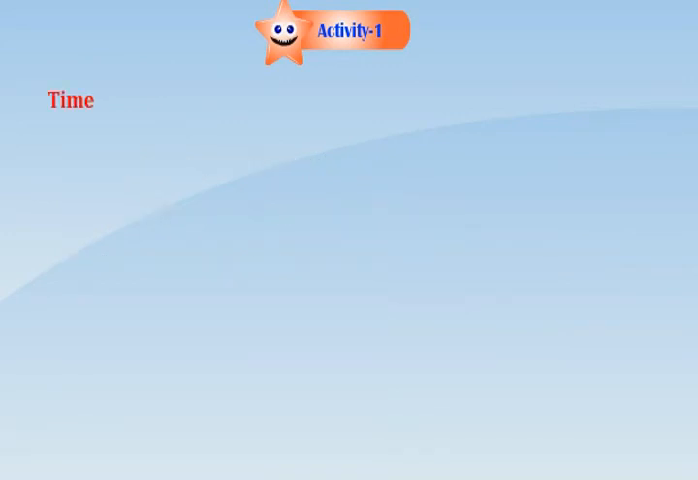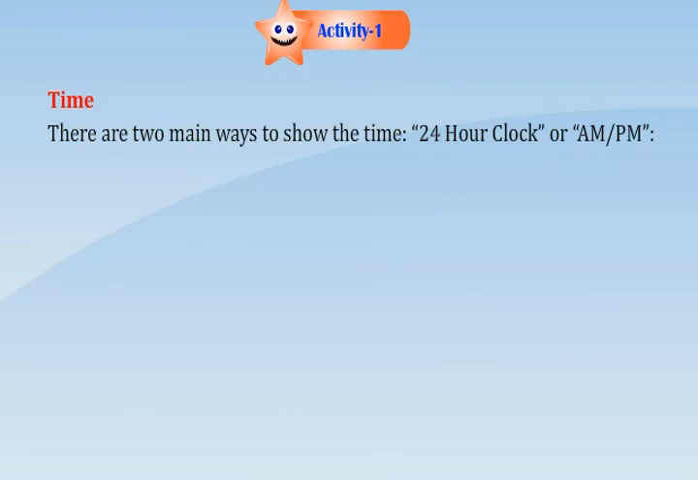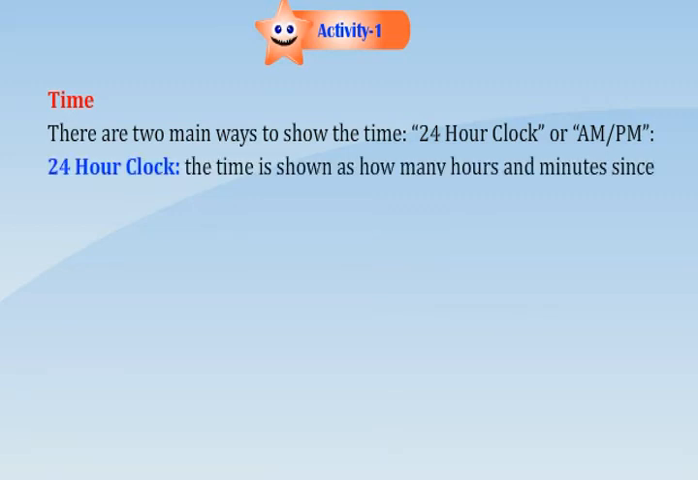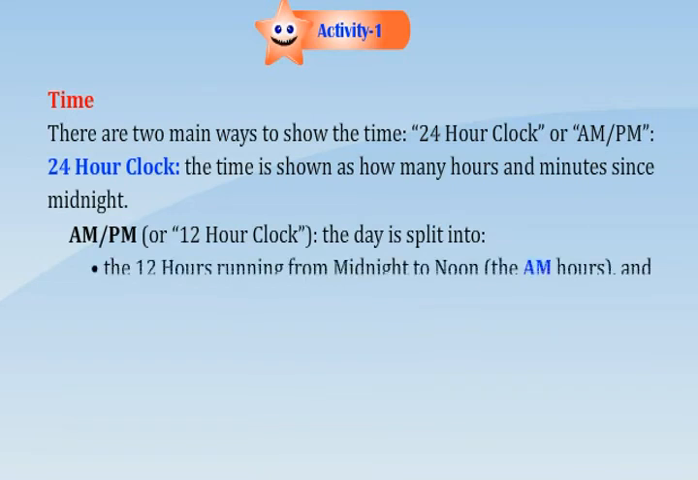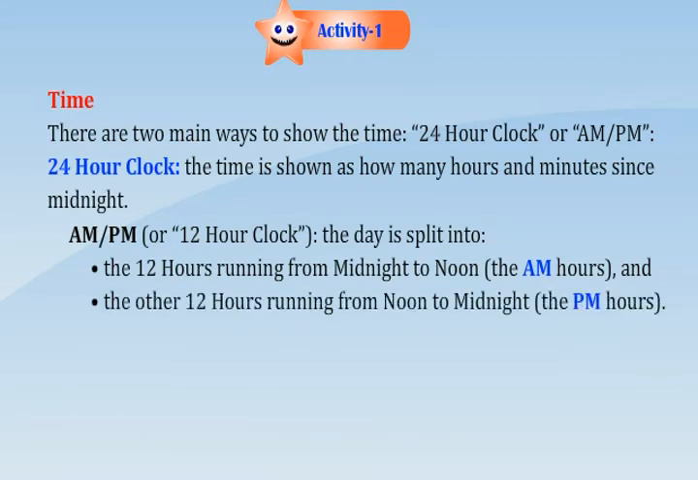Time. There are two main ways to show the time: 24-hour clock or AM, PM. 24-hour clock: the time is shown as how many hours and minutes since midnight. AM, PM or 12-hour clock: the day is split into the 12 hours running from midnight to noon, the AM hours, and the other 12 hours running from noon to midnight, the PM hours.